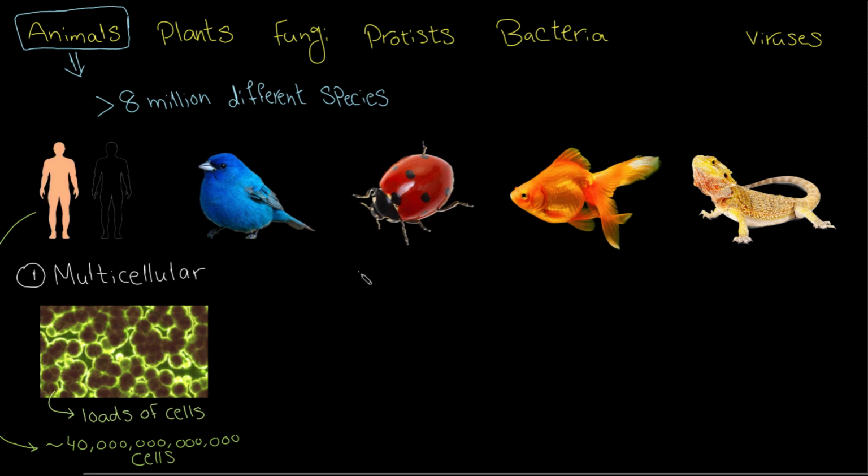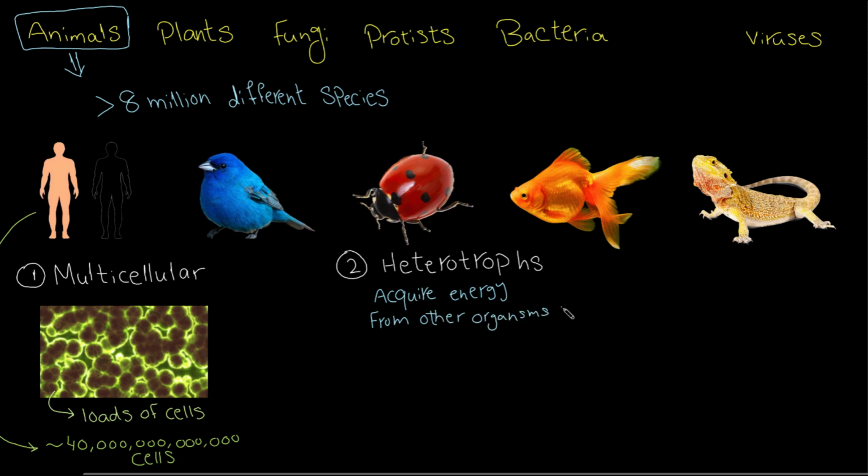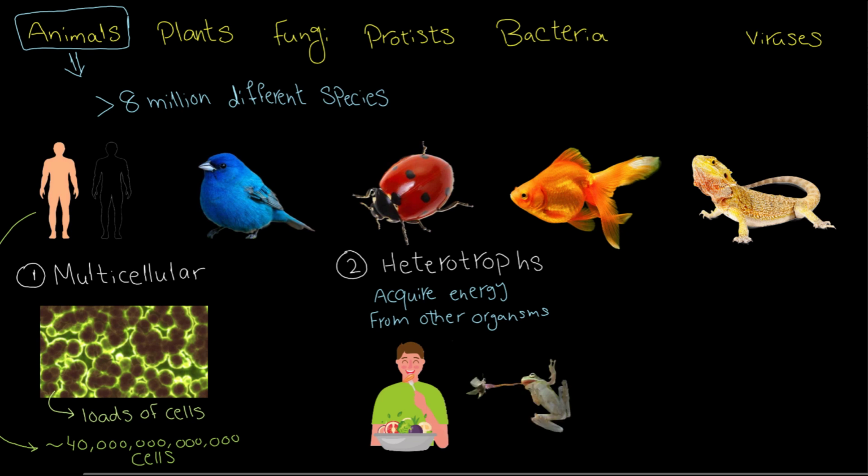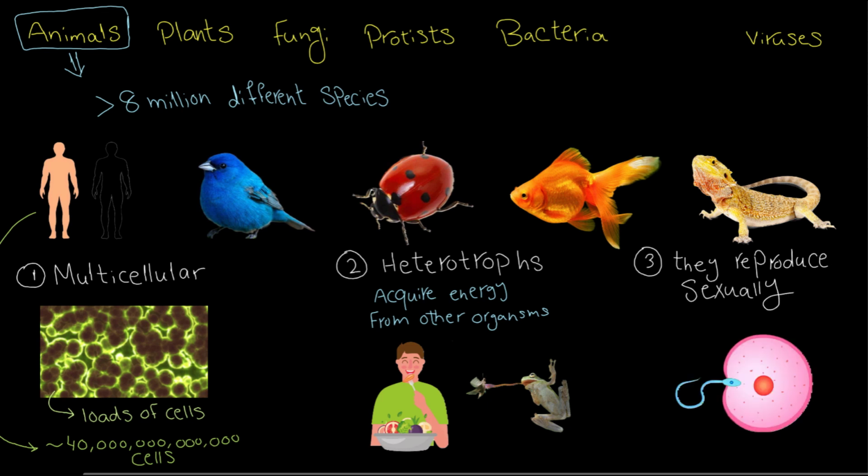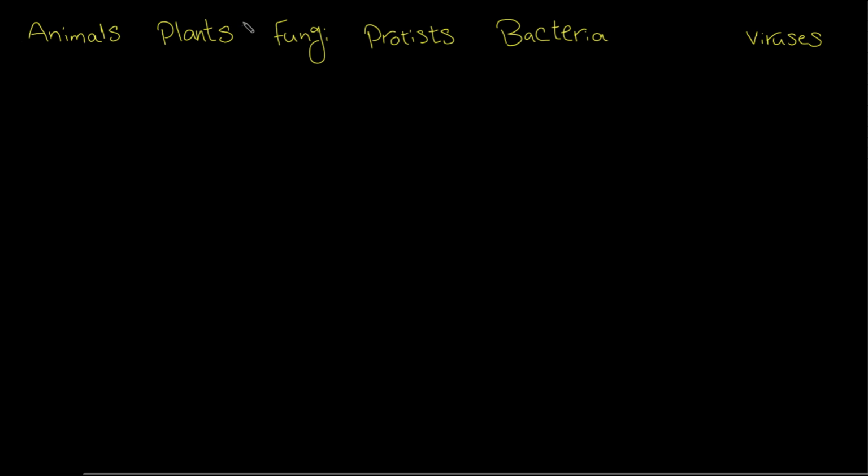The second common thing between all animals is that they are heterotrophs. That means they acquire their energy from other organisms. Just as you do when you eat plants and other animals, so you provide your body with the required energy. And just as that frog having a fly as a delicious snack. The third common thing between animals is that they all reproduce sexually. That means there is always a sperm fertilizing an egg, producing an offspring.